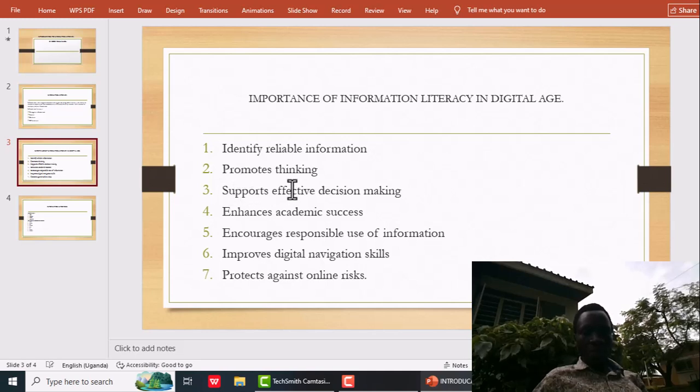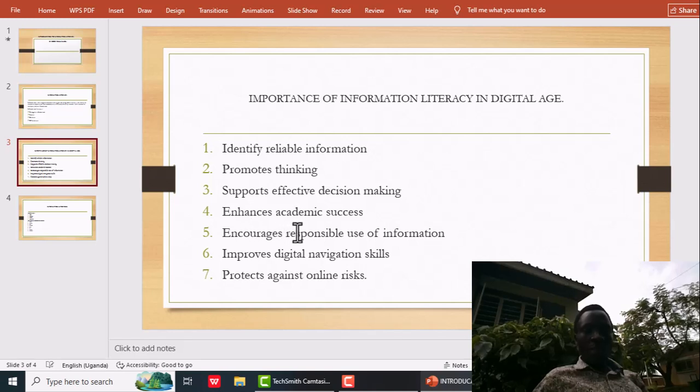Then it supports effective decision making. After reading the information you have got, you'll be capable of making decisions which are right or proper. Then it enhances academic success. This mainly goes with students or scholars. Meaning, if you are someone who is still undergoing a school program, then you have to read in order to succeed in the academic profession.